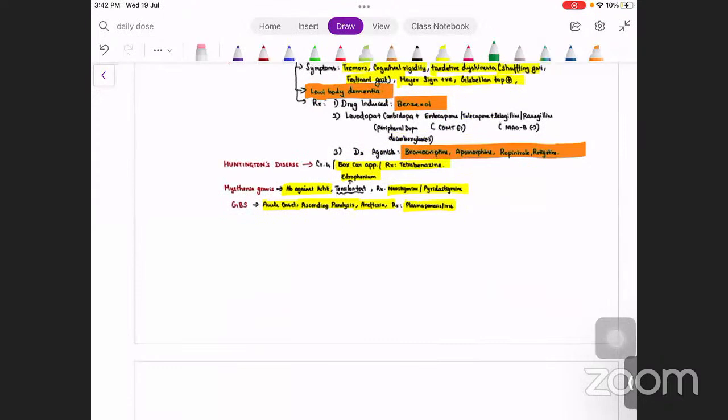Huntington disease, chromosome 4, boxcar appearance, tetrabenazine is the drug of choice. Myasthenia gravis, anti-AChR antibody will be there. Tensilon test, mediated by edrophonium. Treatment of choice, neostigmine and pyridostigmine. Guillain-Barré, acute onset of ascending paralysis with areflexia. Treatment of choice, IVIG. Clear about that?